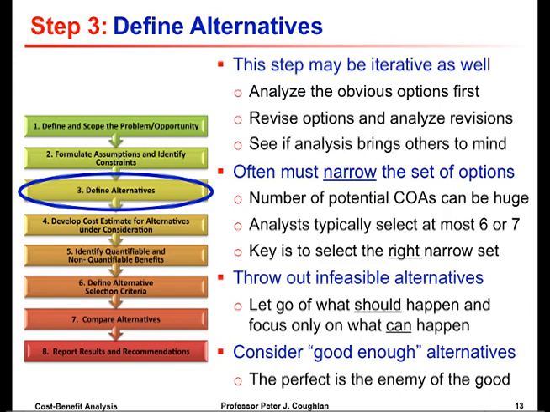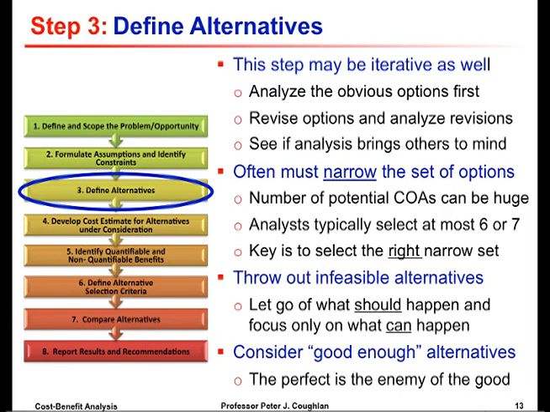So let go of certain options that aren't going to happen. You may want to have your cake and eat it too. You want everything. It's not realistic. You want a Mercedes at a Hyundai price. It ain't going to happen, right? So one way to limit your options is to let go of what you think should happen and focus only on what can happen.